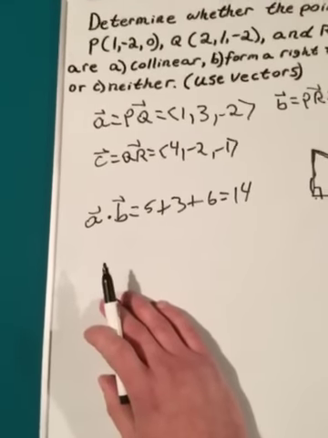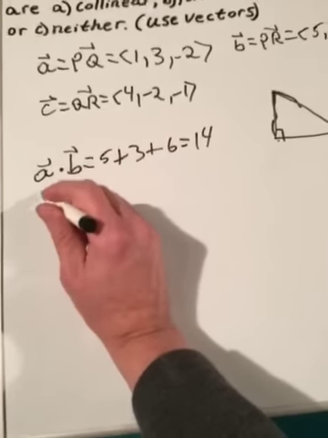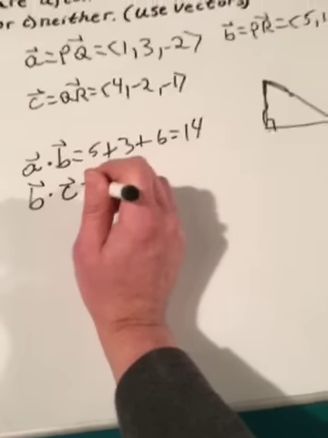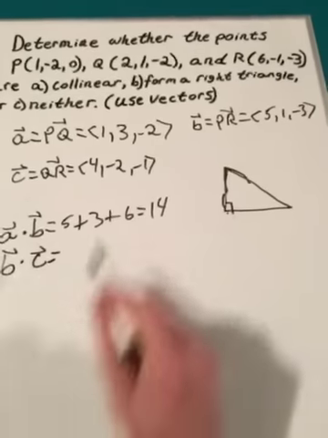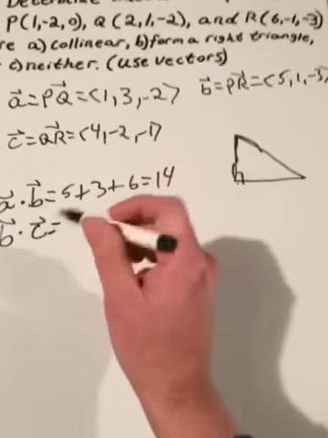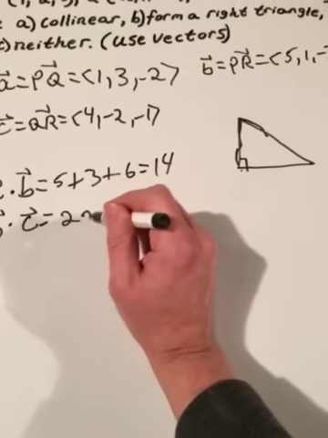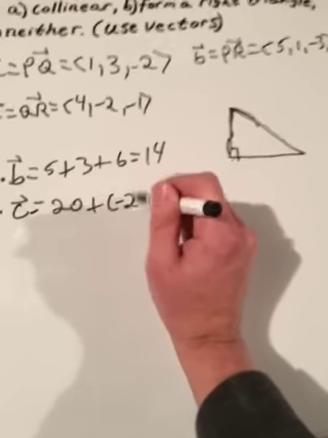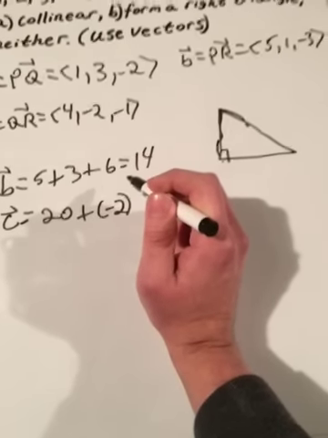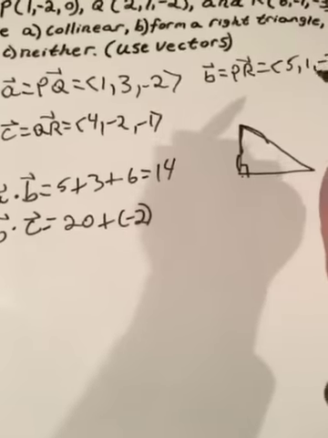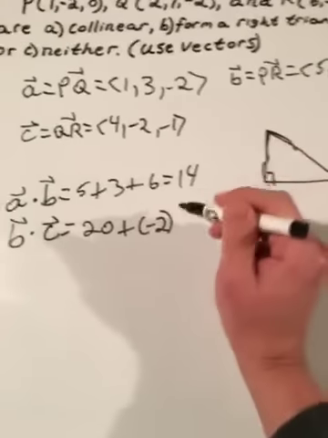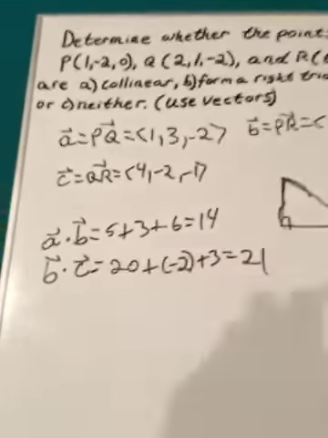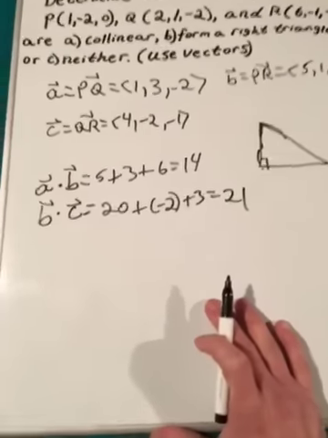So let's check. We did A dot B. How about we do B dot C? So B vector dot C vector. What would that equal? Well, that would be 5 times 4, so 20, plus 1 times negative 2, so plus a negative 2, and then plus negative 3 times negative 1, so plus 3. Well, that equals 21, I think. So that's not 0.